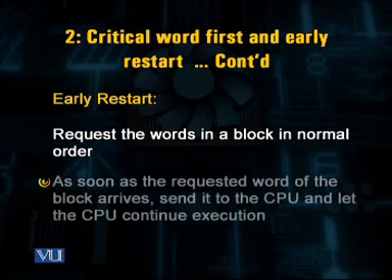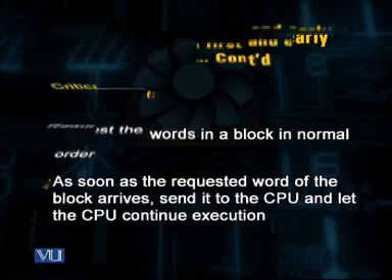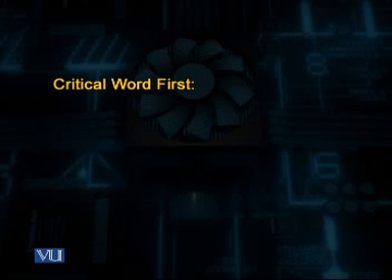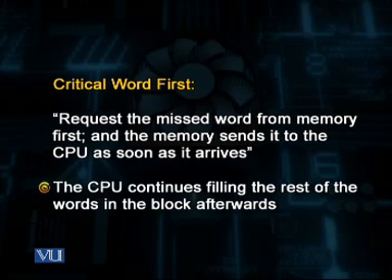As soon as the word of the block arrives, send it to the CPU and let the CPU continue execution. Whereas by critical word first, we mean that request the missed word from the memory first, and the memory sends it to the CPU as soon as it arrives. Using these concepts, the CPU continues filling the rest of the words in the block afterward.